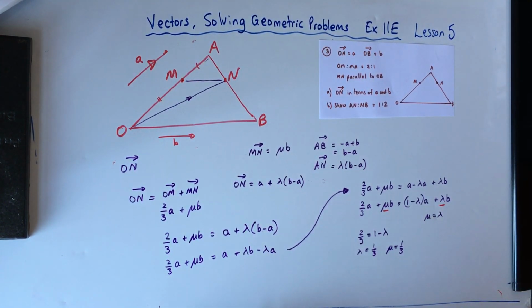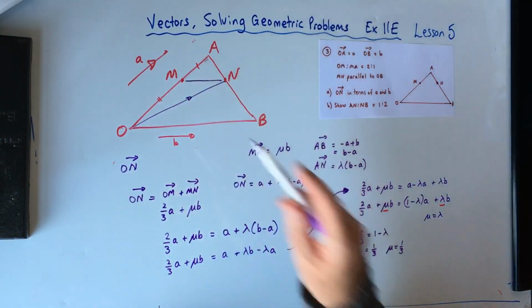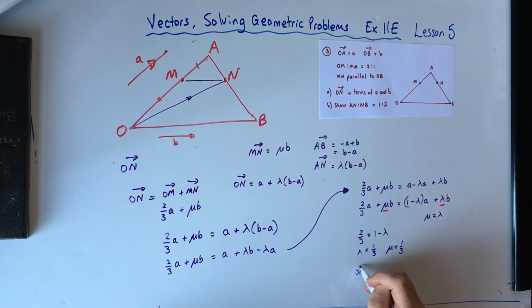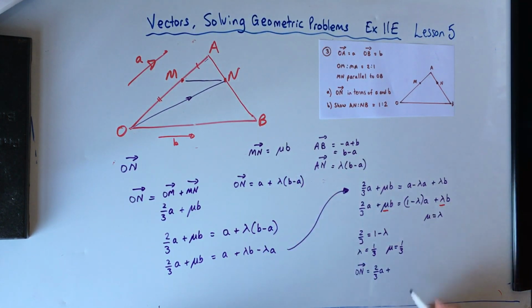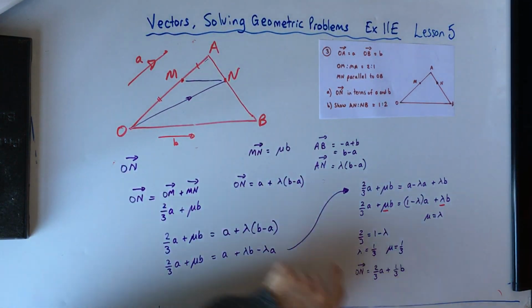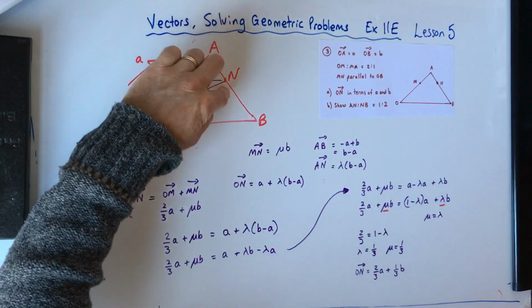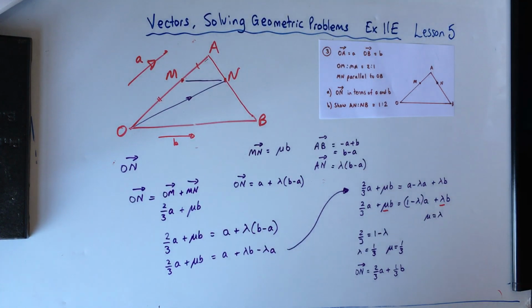All right. And now we can answer the question. O to N, of course, is 2/3 A plus, and it's MN is mu B, but mu is a third, so a third B. You can see that. The question does go on. It says show that AN to NB. Well, we've already worked out from this bit here that lambda was a third, so you know that's a third of the way along, so it's 1 to 2, isn't it? So we've done that as well.